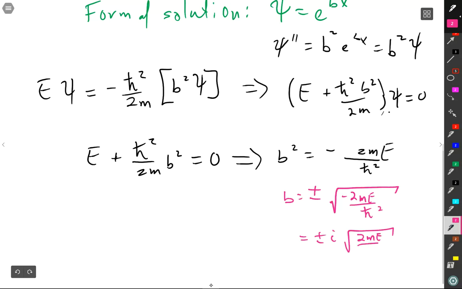I mean, just think back when you were in 5th grade. They just told you it does not exist. But now we have this imaginary number i, and we say it exists. And so what we found is b is equal to plus or minus ik, where k is defined as the square root of 2mE over h bar squared.